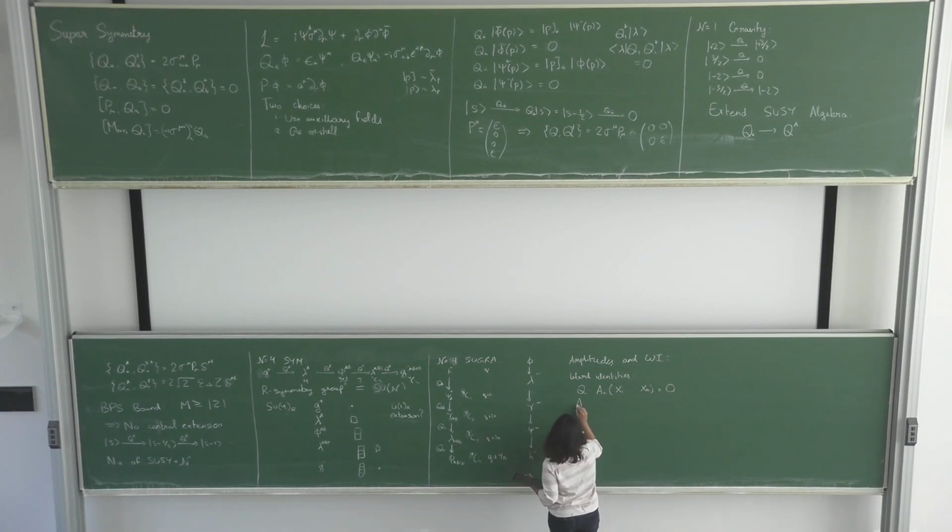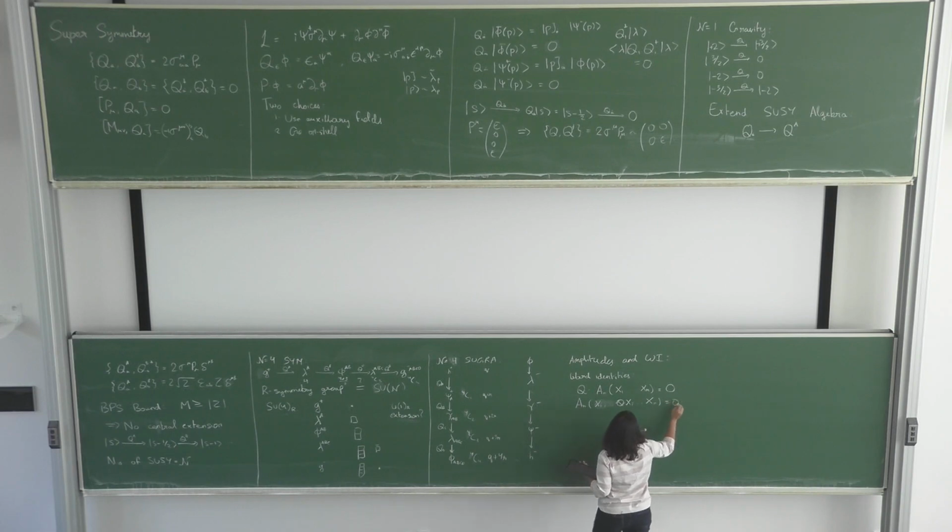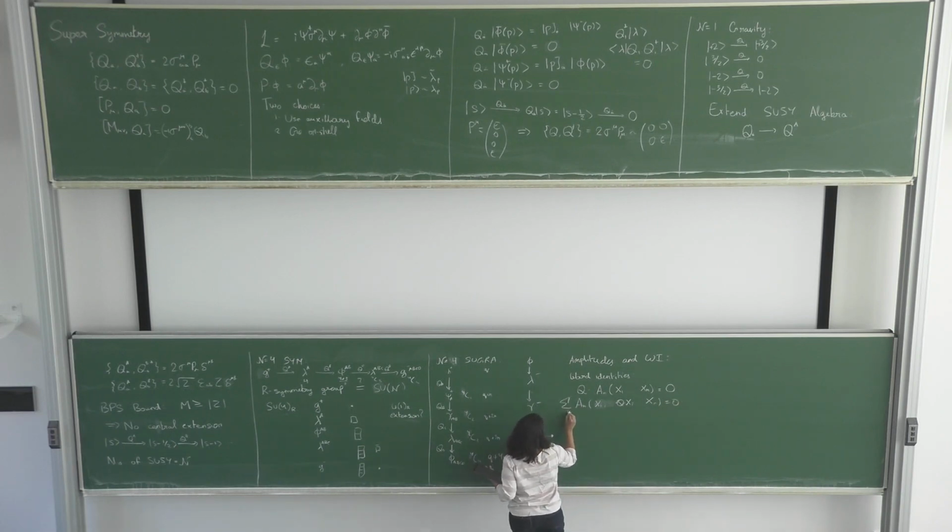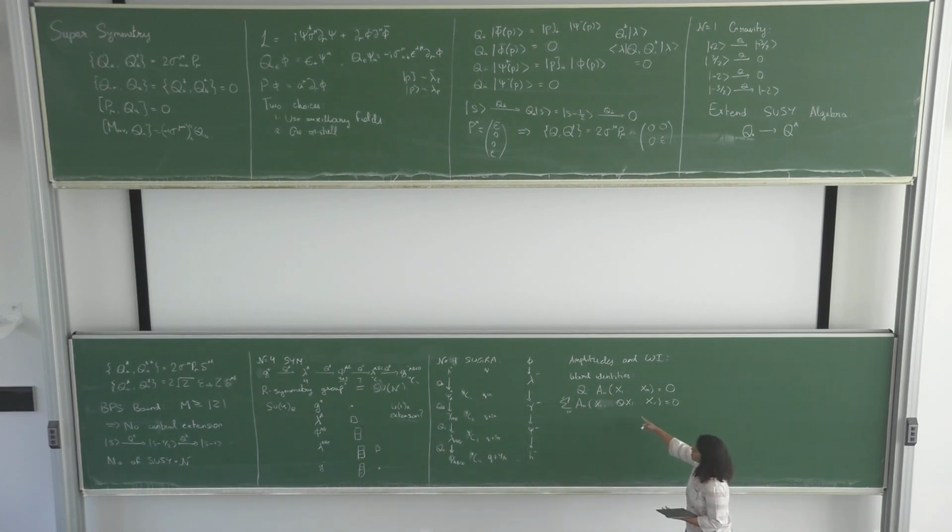What do I mean by acting? I mean that you will have the sum over i equals 1 through n of x1 through Q acting on xi through xn equals 0. And what I mean by the Q action on a state is exactly what we had over there for the N equals 1 chiral multiplet, right? So let's look at what happens for the N equals 1 chiral multiplet, since we already have the action up there. Let's look at what happens to the 4-point amplitude, for example.